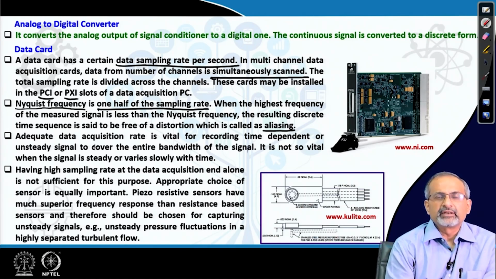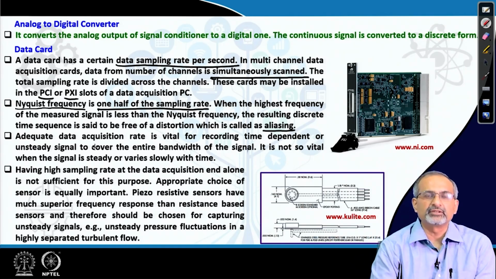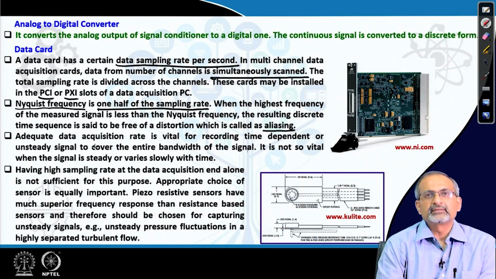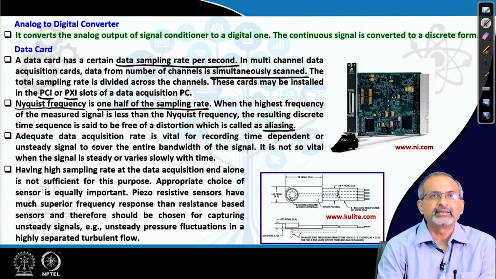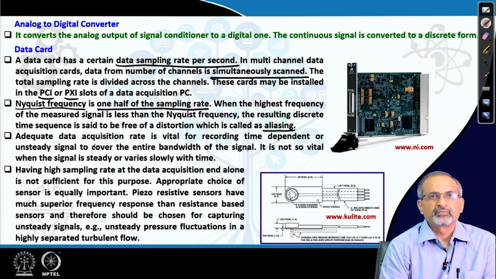Adequate data acquisition rate would be vital in situations where you are handling time dependent or unsteady signals, so that you can capture the entire range of frequencies or the entire bandwidth of the signal. When it is very slowly changing with time or it is virtually steady, then the rate at which the data is acquired is not such a crucial issue. But when it is rapidly changing with time, it is essential to acquire the data at very high rates.